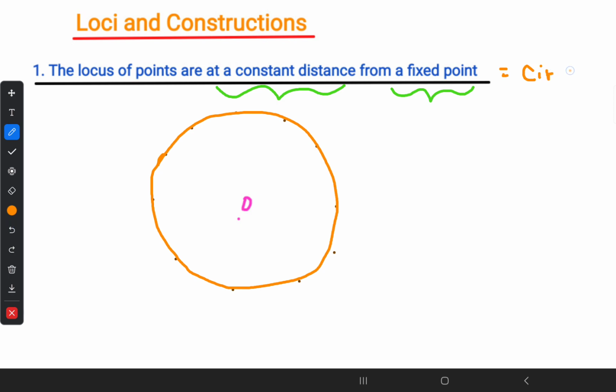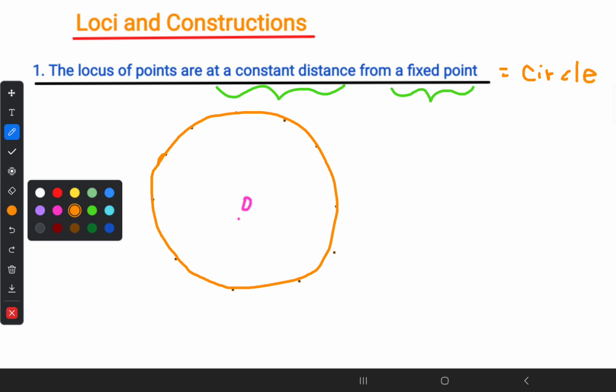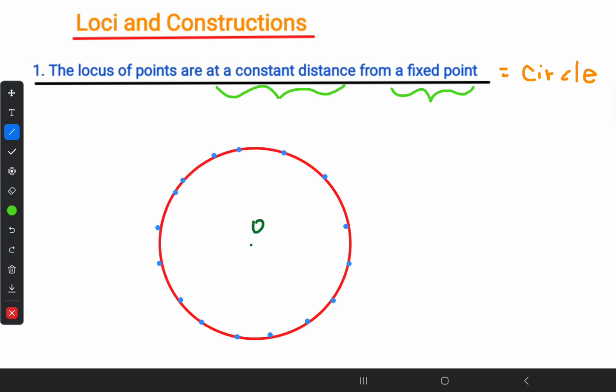If I inform you to draw a circle, you know how to draw a circle. So from the locus we obtain the circle. Now we will analyze this properly. From a fixed point in the circle, we can name the fixed point of the circle as a midpoint.